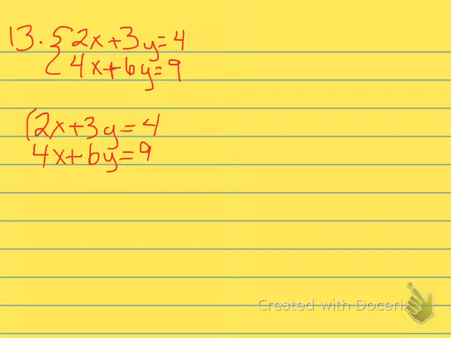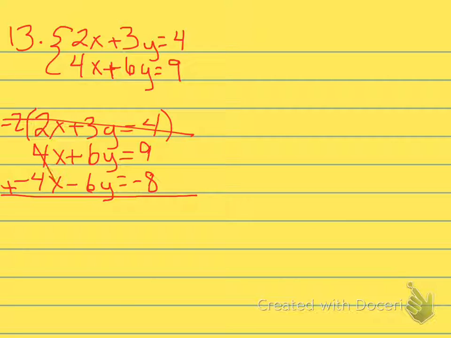We're going to first multiply our first equation by -2. I do that because I have a positive 4. I want a negative 4 to get rid of that x. Okay, so -2 times 2x gives me -4x. -2 times 3y gives me -6y. -2 times 4 gives me -8. Okay, and I'm going to add those together.